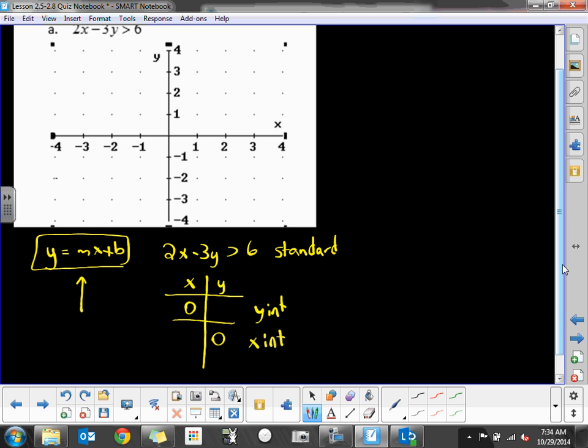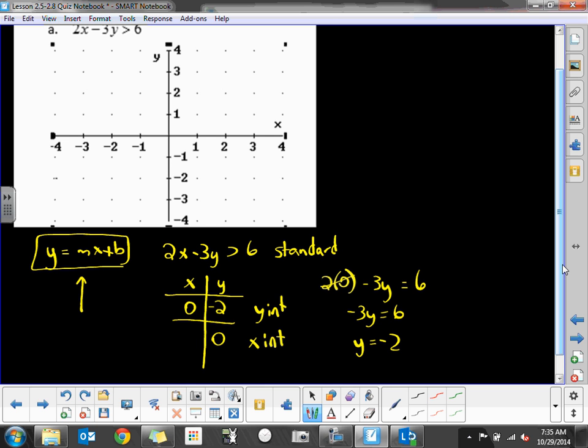First I'm going to put in a 0 for x, so it's going to be 2 times 0 minus 3y. I can disregard the inequality just a little bit because I'll graph that and just make it an equality. It makes it a little bit easier. So 2 times 0 is 0, and negative 3y equals 6, which means y has to equal negative 2. So my y-intercept is (0, -2).